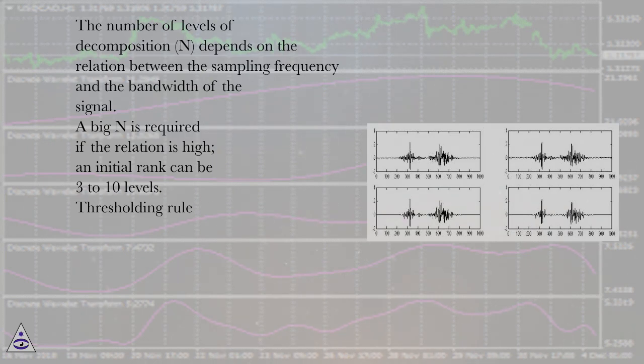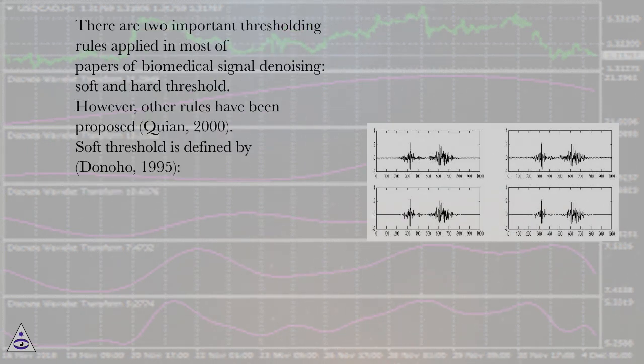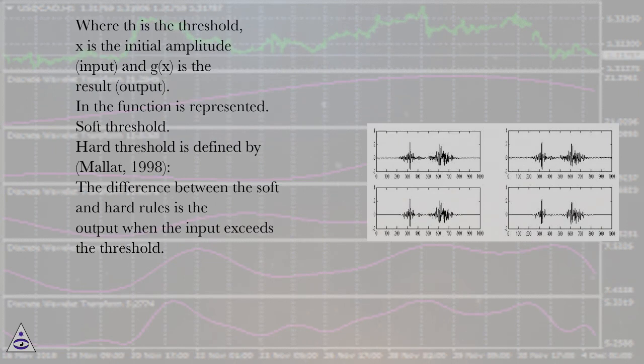Thresholding rule. There are two important thresholding rules applied in most of the papers of biomedical signal denoising, soft and hard threshold. However, other rules have been proposed, Keon, 2000. Soft threshold is defined by, Donoho, 1995, where Th is the threshold, X is the initial amplitude, input, and Gx is the result, output. In the figure the function is represented.